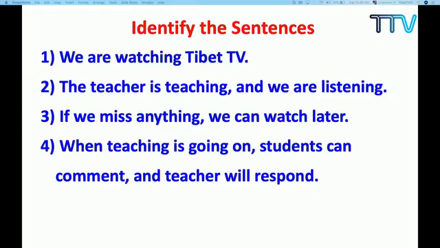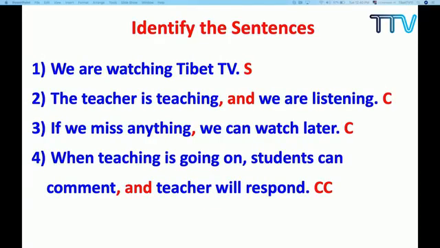You can also write: number 1, what type of sentence is this? Number 2, what type of sentence is this? Number 3, what type of sentence? Number 4, what type of sentence? You have to identify all these things. Now let us see. If you have already written the answers, try to check.